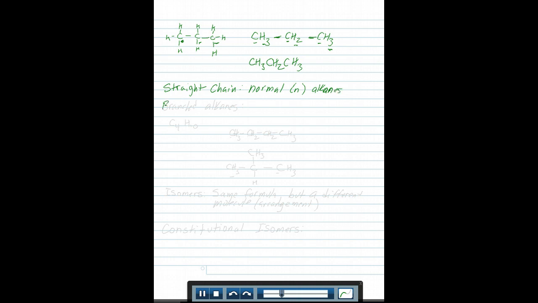And then you can also have branched alkanes. And we're going to talk about branched alkanes, and we're going to talk about how to name these types of compounds. Okay, so just to give you an example, let's take the formula C4H10. Okay, so 1, 2, 3, 4, and then H10, CH3, I'll put CH2, CH2, CH3.